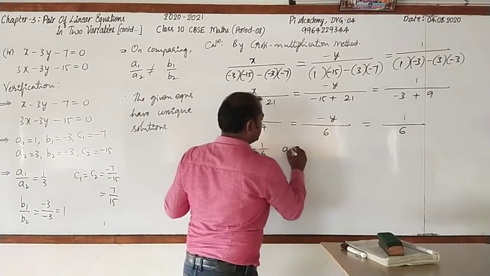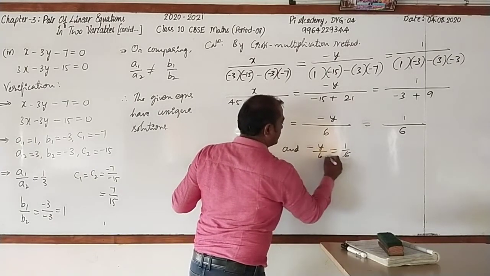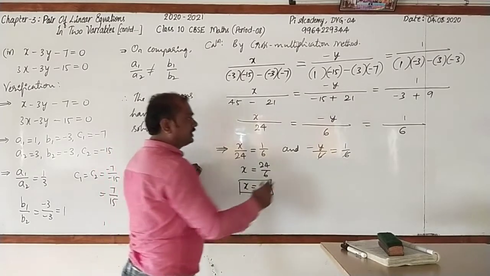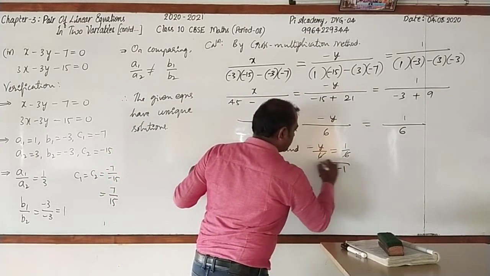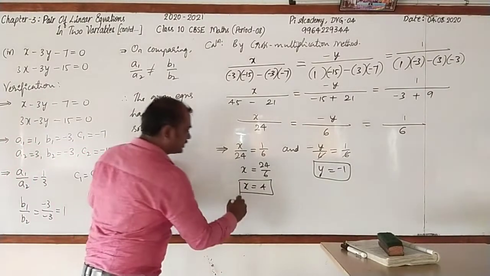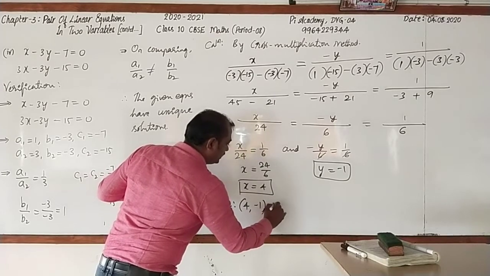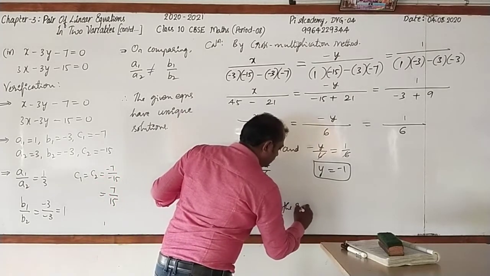Followed? Next. Minus y by 6, the y term, it's equal to 1 by 6. 6 and 6 get cancelled. y is equal to minus 1. So x equal to 4, y is minus 1. Therefore, (4, minus 1) is the required solution.